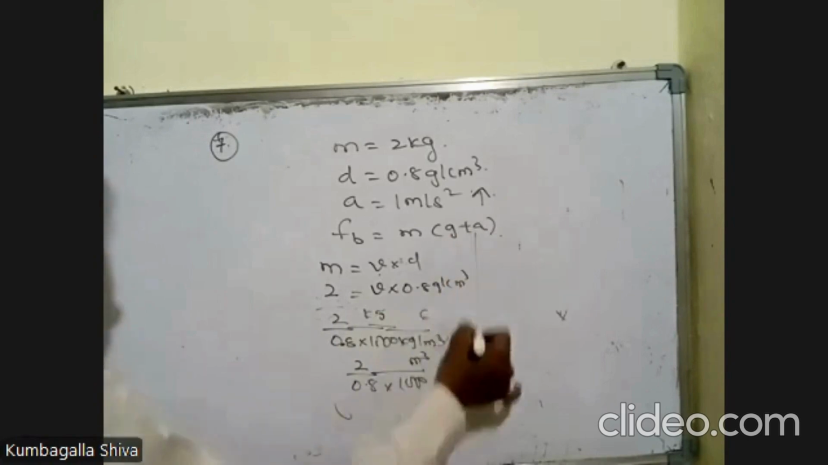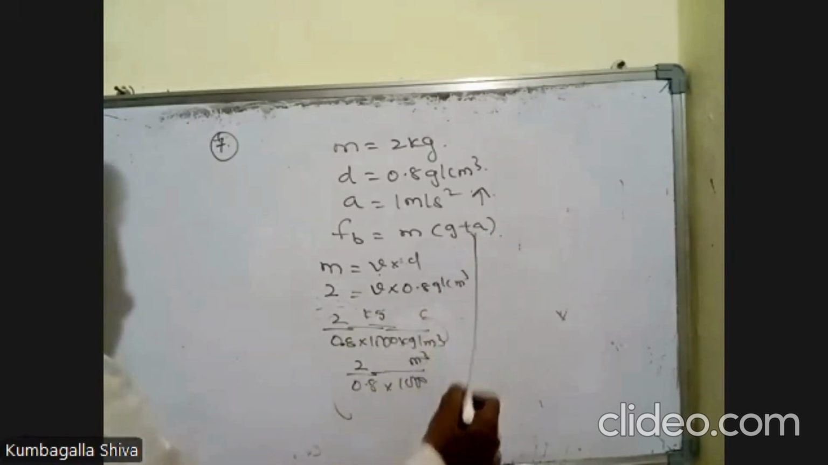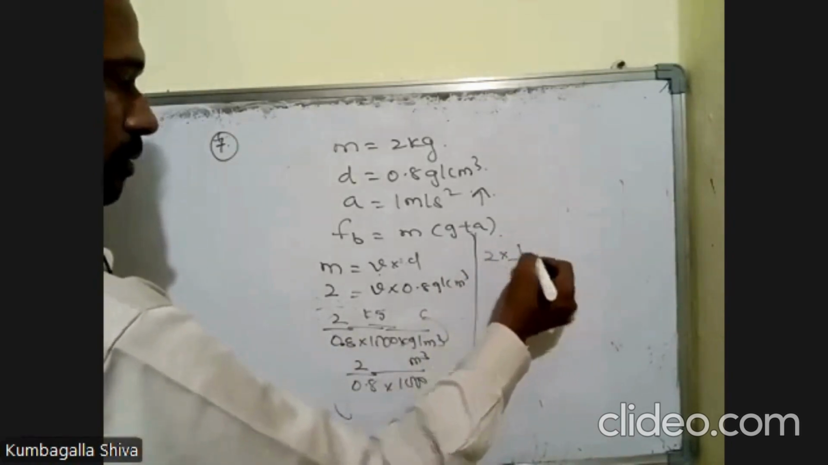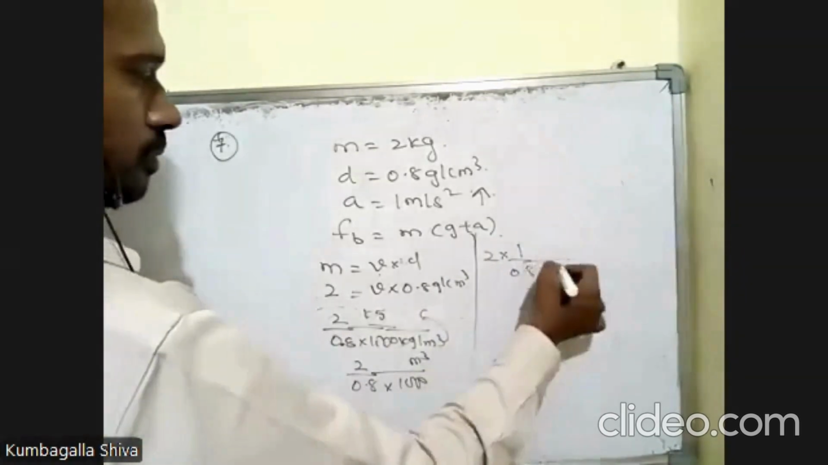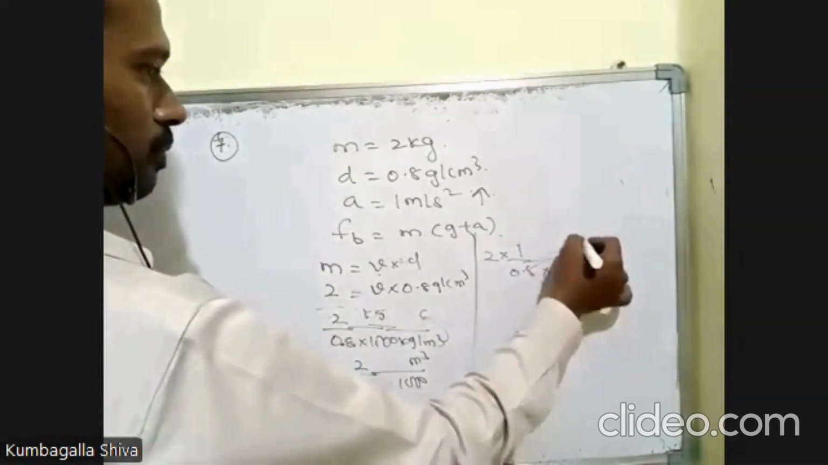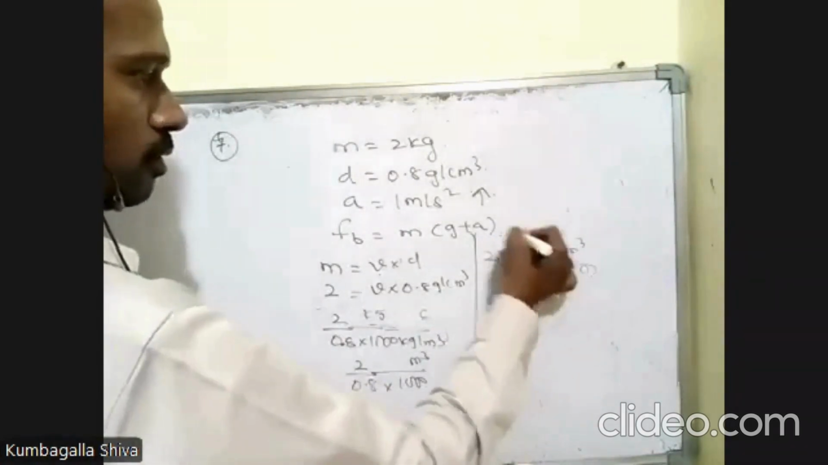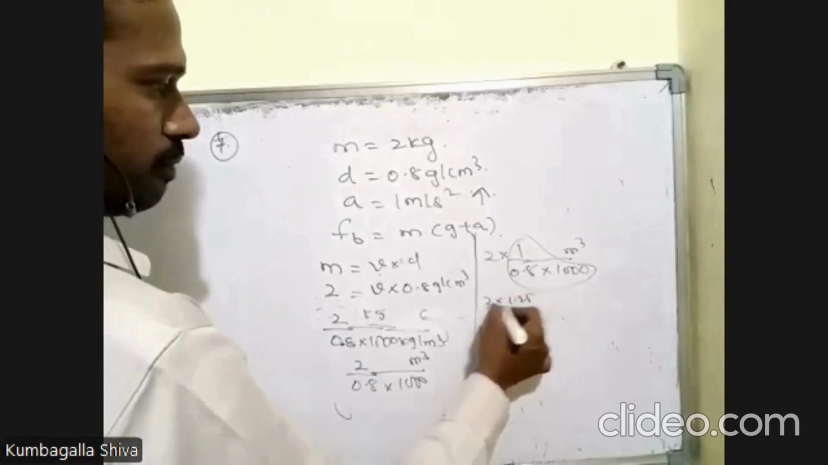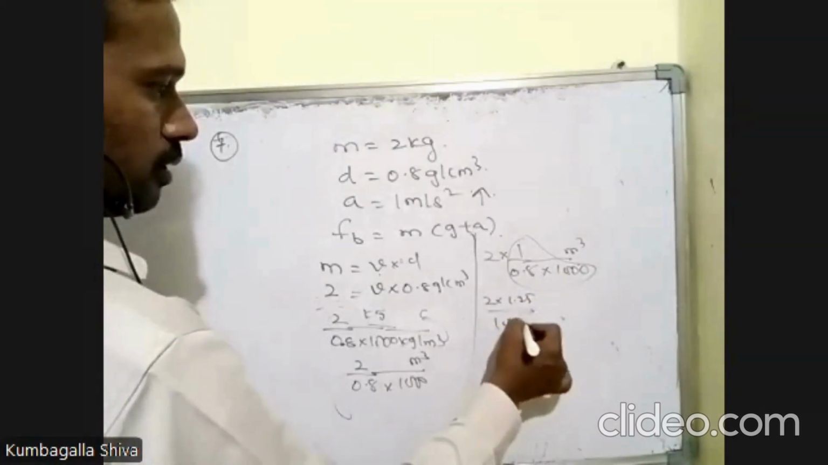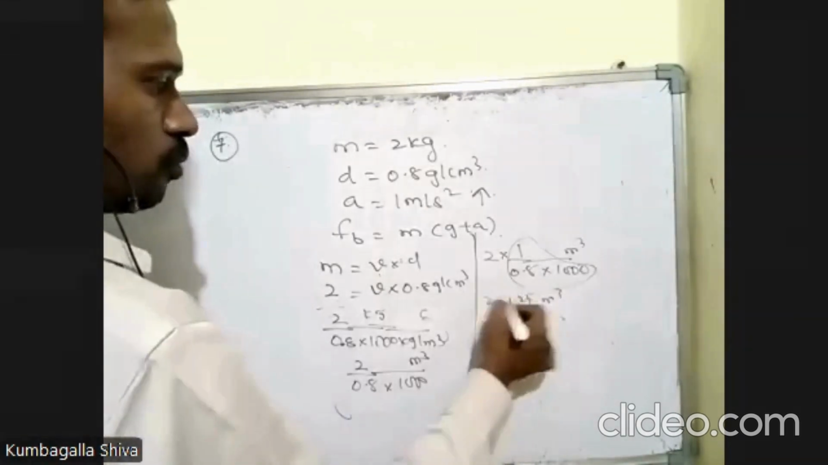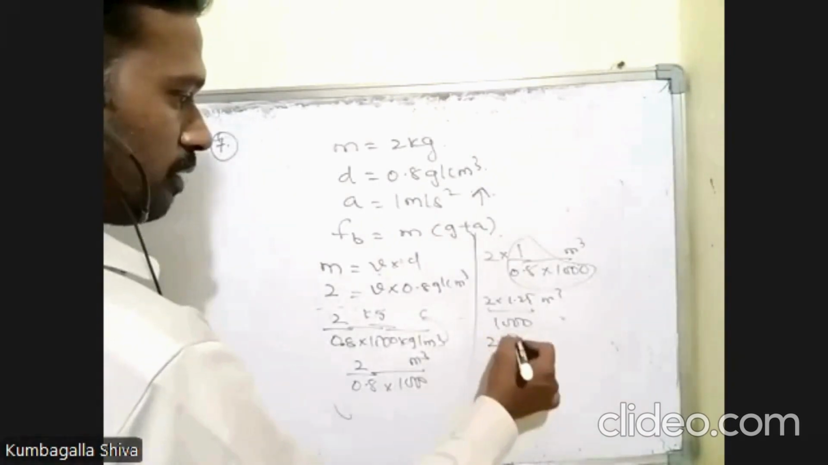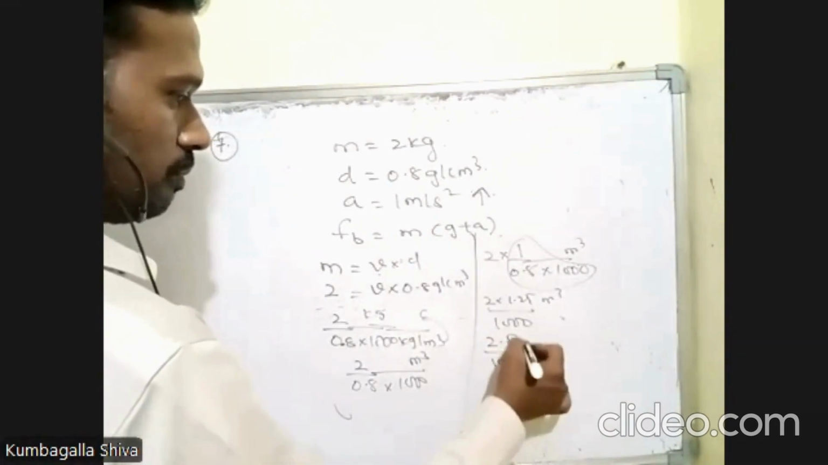How much? 2 into 1 by 0.8 into 1000 meter cube. 2 by 1 by 0.8 into 1000. Just now we have 1 by 0.5. How much? That is 1.25 by 1000 meter cube. 2 into 1.25, how much? That is 2.5. 2.5 by 1000 meter cube.